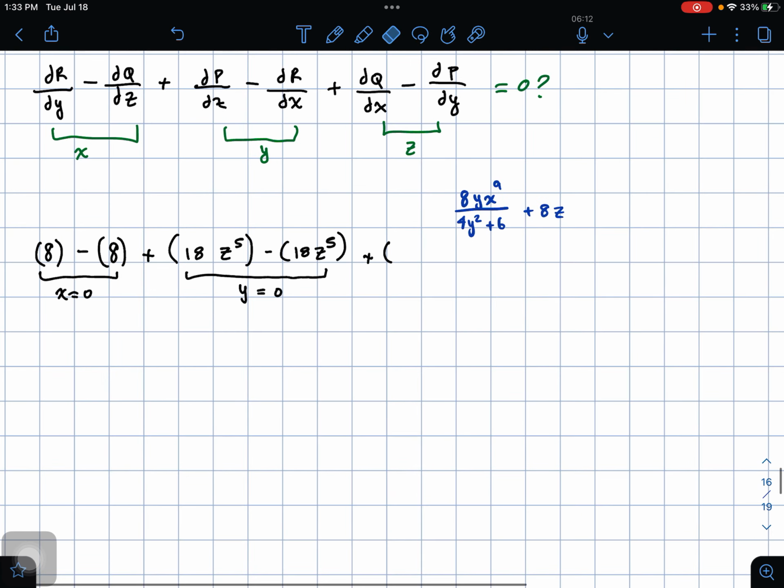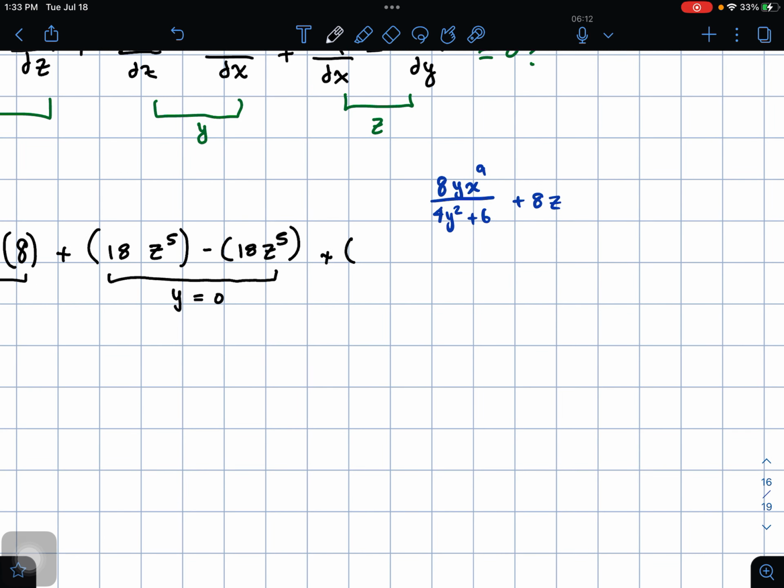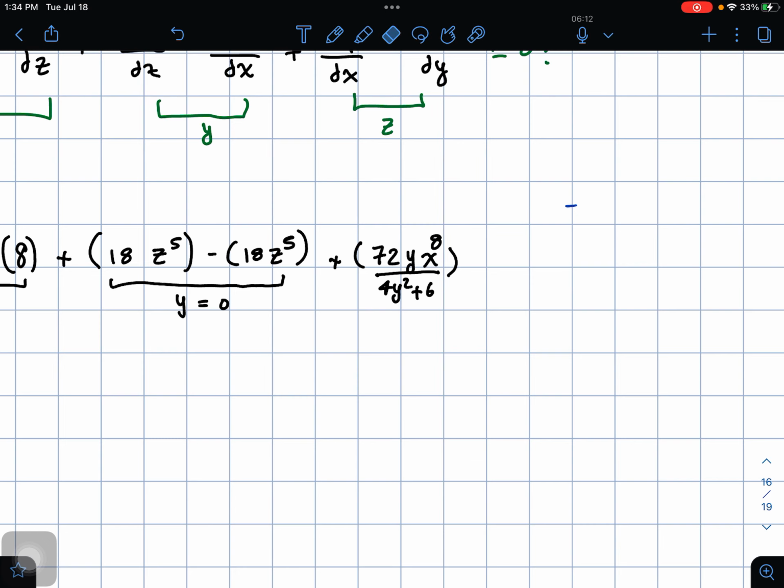Okay, so we want to differentiate that with respect to x. First thing, you can say that this goes to 0. This one, you can just do the power rule. So it would be 8 times 9, which, why is my brain not working? 72, yes. 72 y x to the 8, and then this is divided by, nothing changes, right? y squared plus 6. Okay. Just going to erase this and fix this a little.